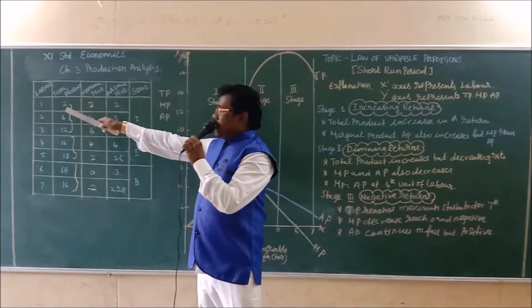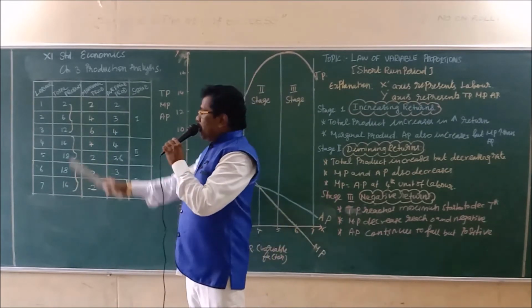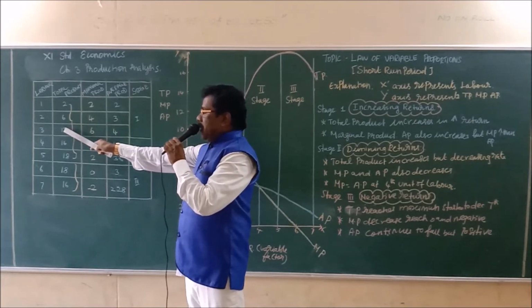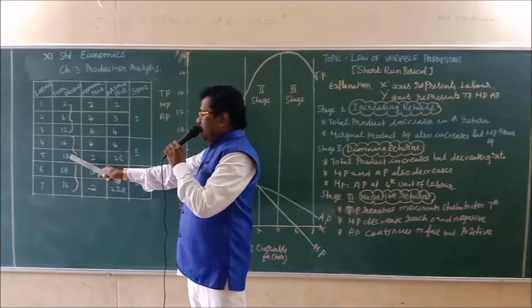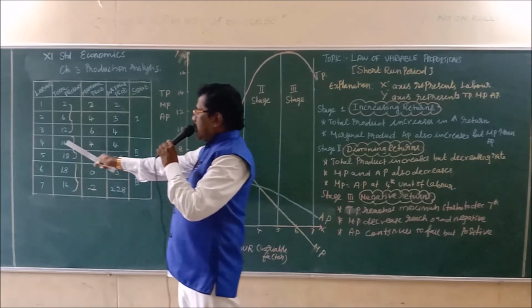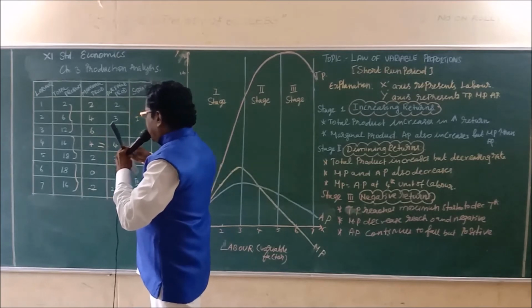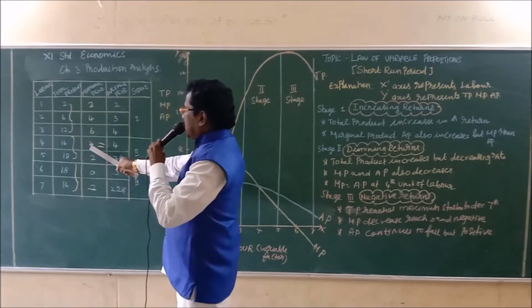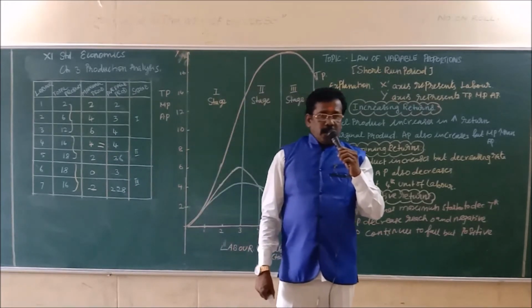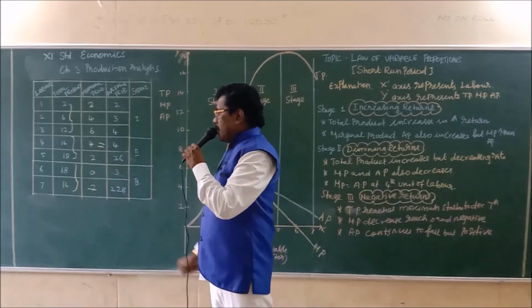So units of labor start from 1 and end with 7. The total production increases 2, 6, 8, 12 in the first 3 units of labor. And the 4th and 5th units increase at a diminishing rate. So in the case of the 4th unit of labor, the marginal production and the average production are equal. At the 4th unit of labor, the marginal unit of production as well as the average unit of production remain equal.